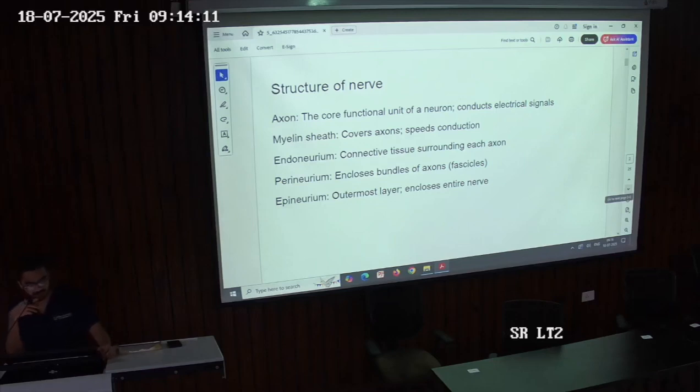Then comes the myelin sheath. Similarly, it covers the axons and it speeds the conduction. You might know about saltatory conduction, nodes of Ranvier, stuff like that, which helps the faster conduction of nerve signals. And then comes the three layers. Now, this is very important to know about the injuries which can occur to the nerves. Endoneurium, perineurium, and epineurium. Endoneurium is the connective tissue surrounding each axon. Perineurium encloses bundles of axons, and the outermost part is the epineurium.